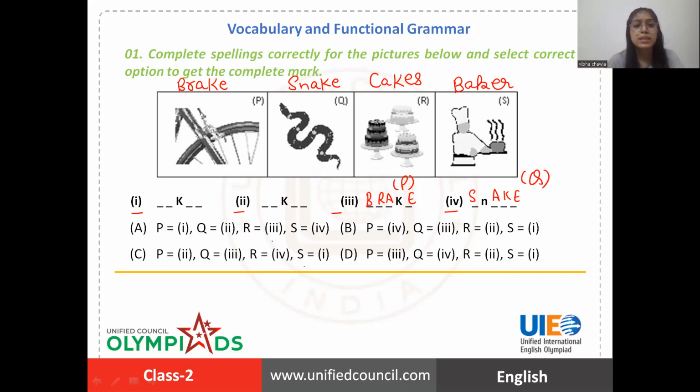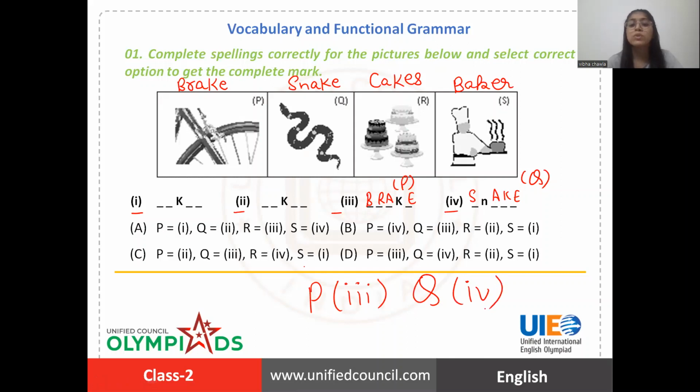Then cakes, C-A-K-E-S, and then we have one more, which is baker, B-A-K-E-R. If you look at these two, cakes and baker, they both can be filled in 1 and 2. To remove this confusion, like which one to fill in which blank, we have to look at the options. We know these two for sure, that P is for the third one and Q is for the fourth one.